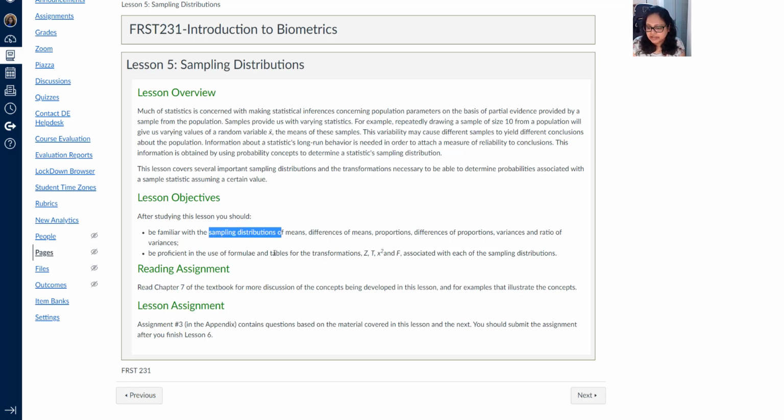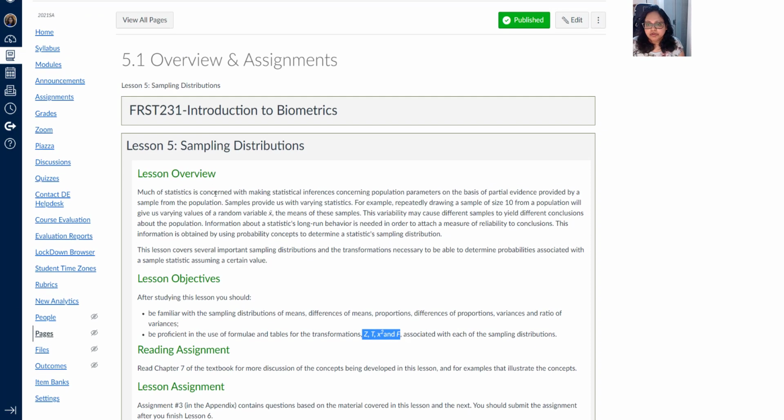We'll also look at the tables, because previously we used the Z table, and since we are talking about distribution, we will try to see which distribution the data follows, and then what kind of critical table we will be using. Based on the distribution, we will select that. That's our goal.